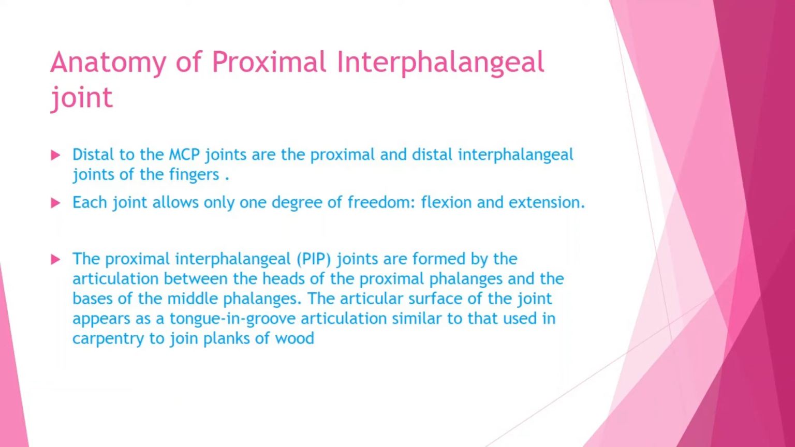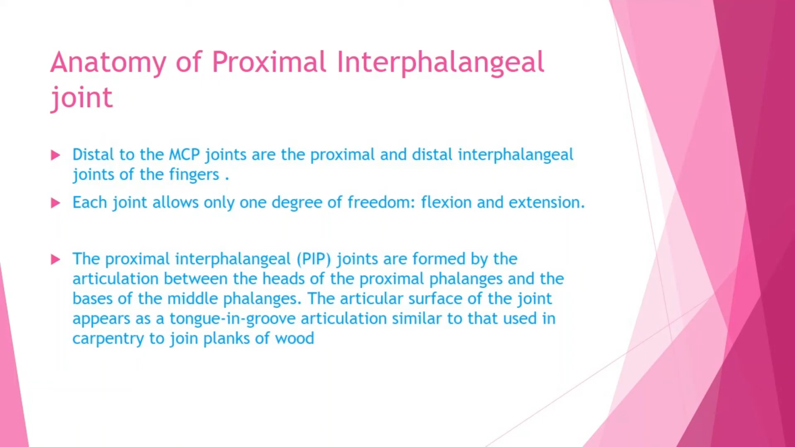The proximal interphalangeal joints are formed by the articulation between the heads of the proximal phalanges and the bases of the middle phalanges. The articulation of the joint appears as a tongue-in-groove articulation similar to that used in carpentry to join planks of wood.